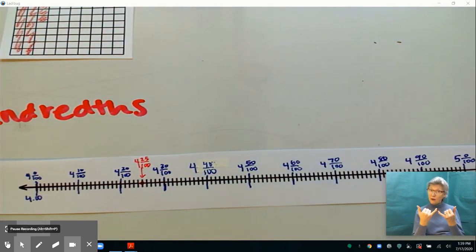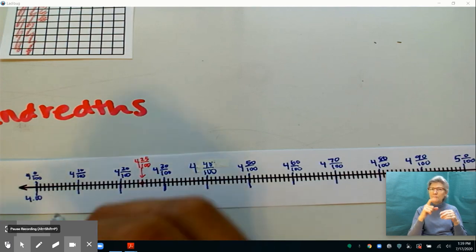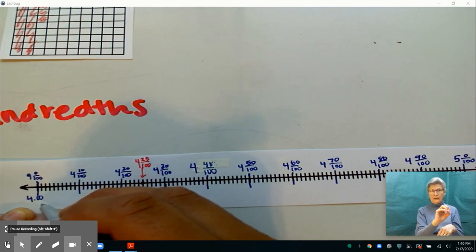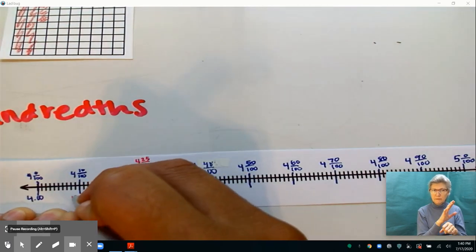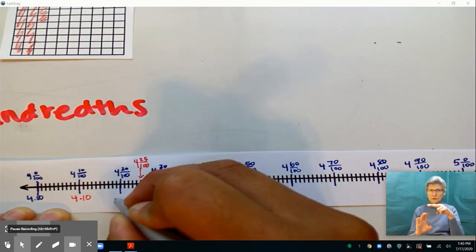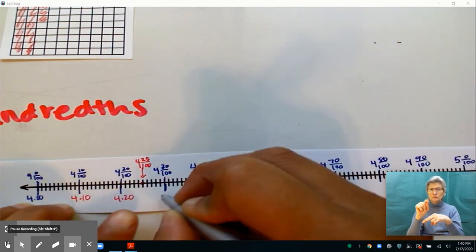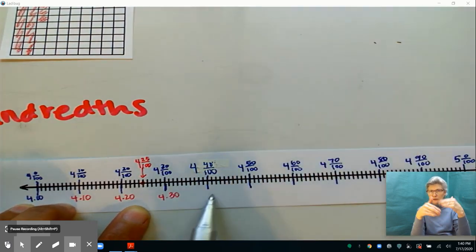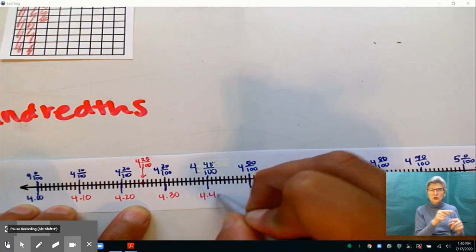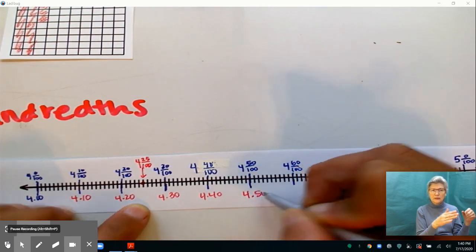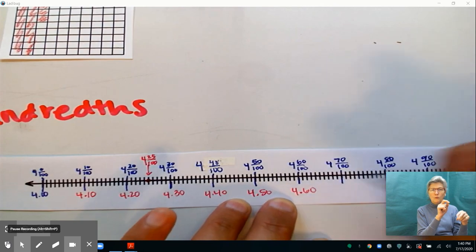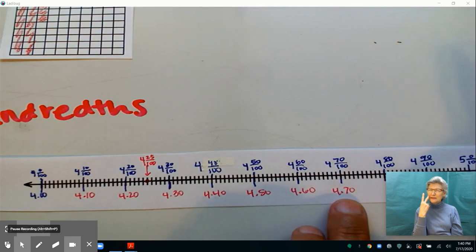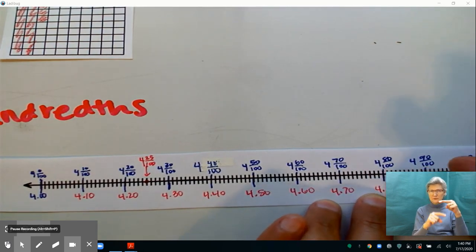Now I'm going to identify how I can write that mixed number as a decimal. So I see here I have 4 and nothing, right? Just the whole number 4. And then as I move on, I now have 10/100ths. Here I have 4 and 20/100ths. Here 4 and 30/100ths. And that continues on all the way until I get to my next whole number. So I have 4 and 60 hundredths, 4 and 70 hundredths, and I'm seeing that my decimal and my fraction are correlating all the way down my number line.